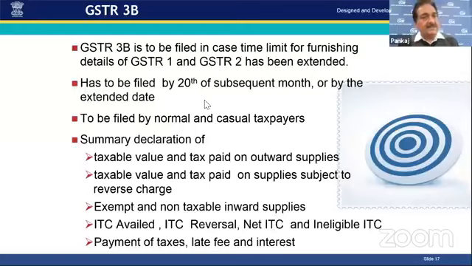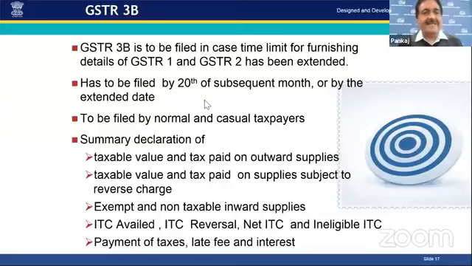So to sum up, GSTR 3B is to be filed by the normal and casual taxpayers, and the normal due date is 20th of the subsequent month, or if there are any extensions, it can be filed by the extended date. There are certain questions that people are asking regarding late fee. There are recent developments in this. I will surely update you on this. Please watch this webinar here.